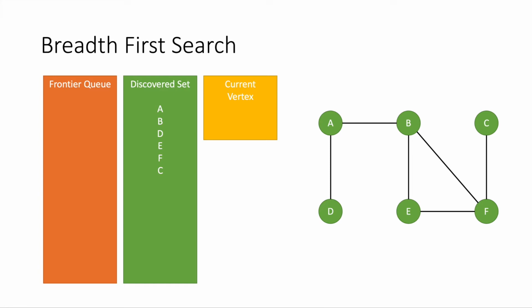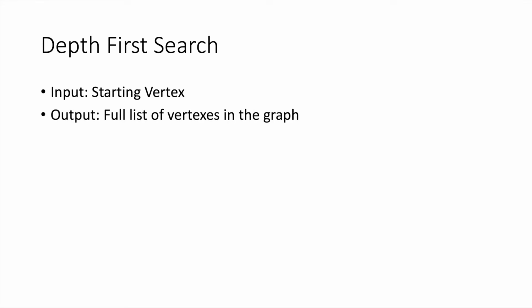Another graph traversal algorithm is the depth-first search. Like the breadth-first search, the depth-first search takes a starting vertex as an input and outputs a full list of vertexes in the graph. It also has a time complexity of O of V plus E, where V is the number of vertexes and E is the number of edges.